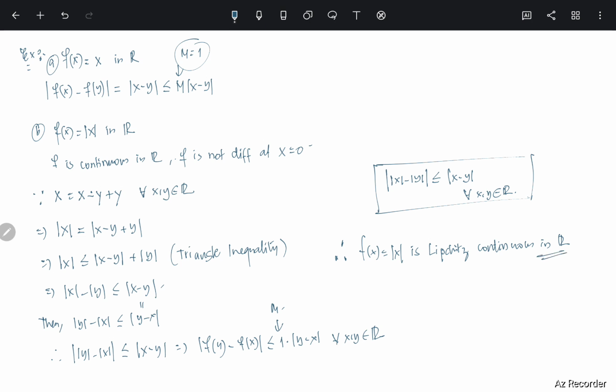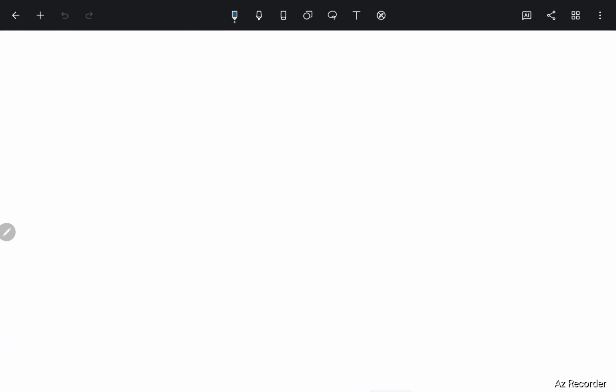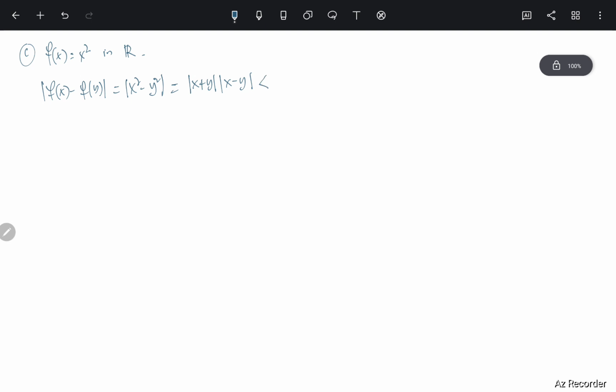Please, whenever you do Lipschitz continuity, make sure that you know where it is Lipschitz continuous, right? So for example, let's take this example. Let's say f of x equals x square. Let's just see if it is Lipschitz continuous in R or not. So you have f of x minus f of y, and you can see that this equals x square minus y square, which will give you x plus y times x minus y. Now if you are assuming it is Lipschitz continuous, this is always less than or equal to M times mod of x minus y, right?